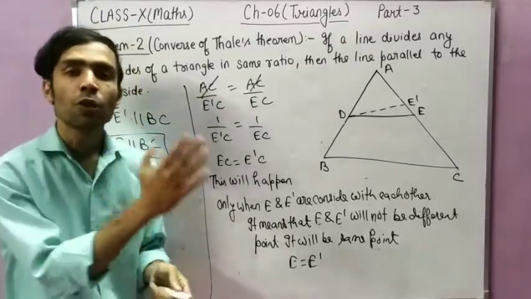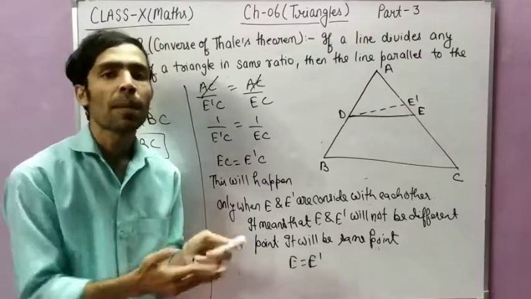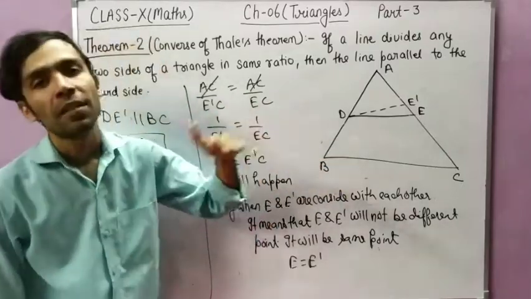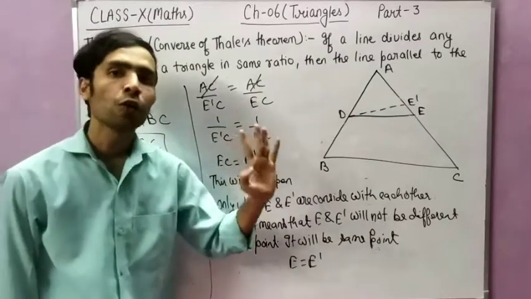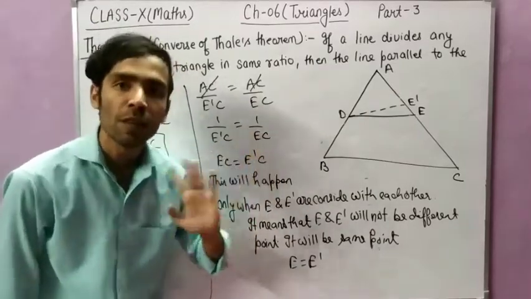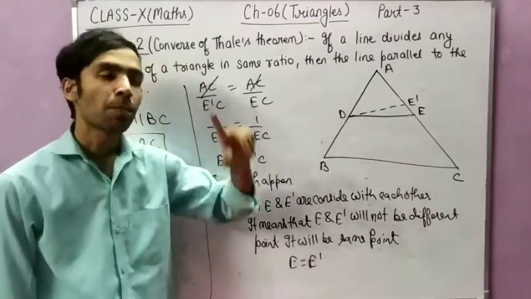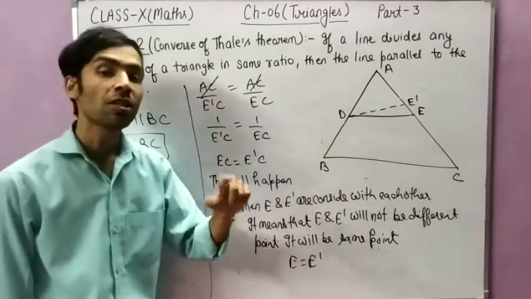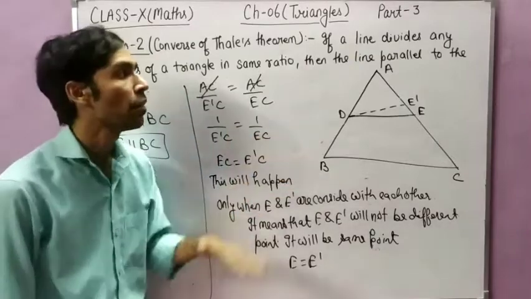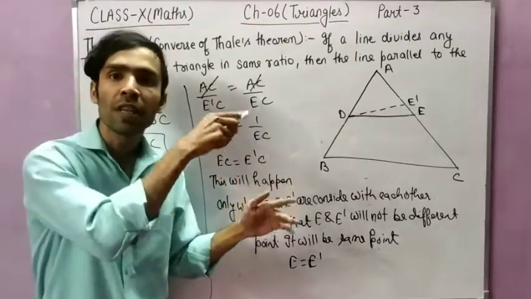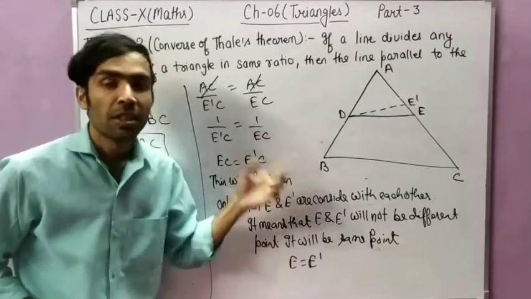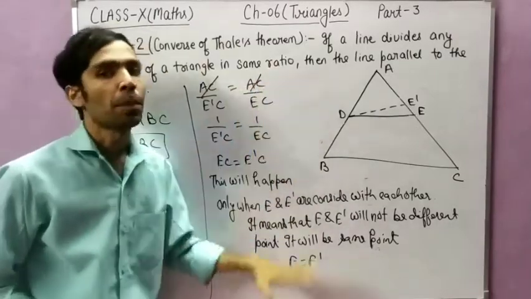Converse means जो चीज थेल्स थ्योरम में गिवन होगा वो इसमें आपको प्रूव करना है, और जो चीज आपने थेल्स थ्योरम में प्रूव किया होगा वो उसमें गिवन होगा. ठीक है, we all know what is the meaning of converse. Converse मतलब उल्टा. जो चीज थेल्स थ्योरम में गिवन था वही चीज कॉन्वर्स में प्रूव करनी होगी, और जो चीज थेल्स थ्योरम में प्रूव करना था वो चीज इसमें गिवन होगी. थेल्स थ्योरम में रेशियो को प्रूव करना था तो इसमें वो रेशियो गिवन था. थेल्स थ्योरम में पैरेलल गिवन था तो इसमें पैरेलल प्रूव करना है.